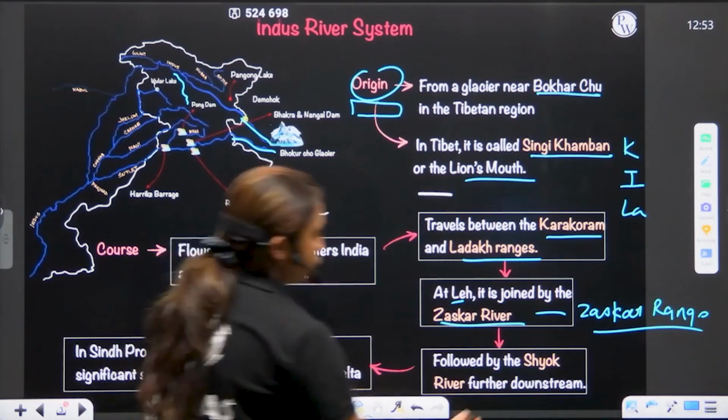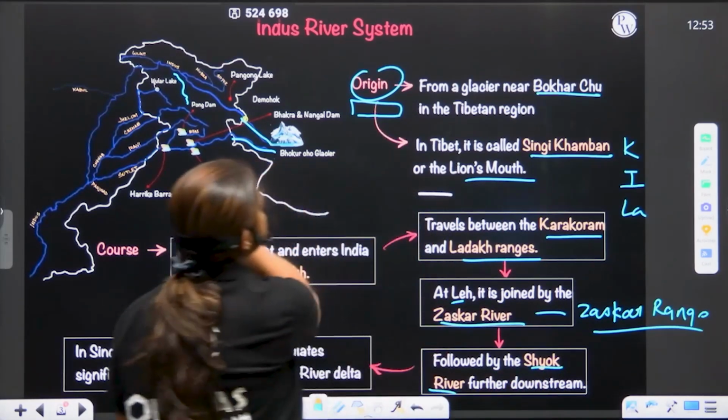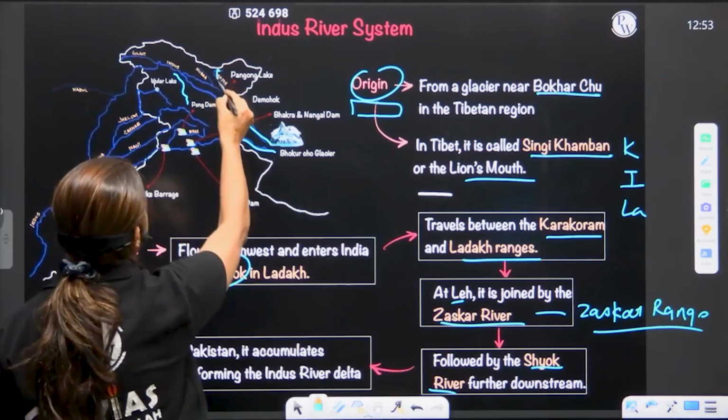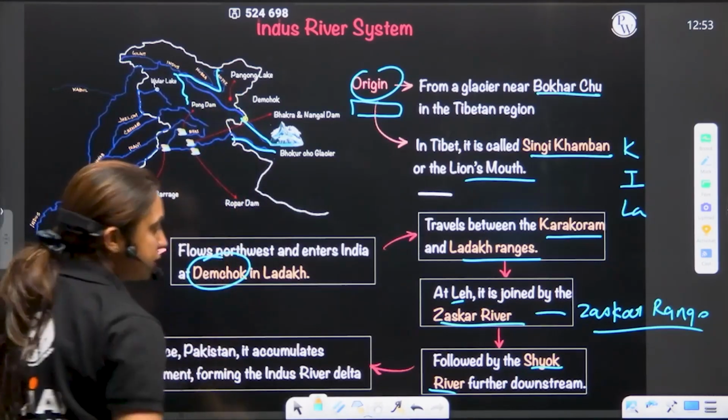This is followed by the Shyok river, which you also see meeting here. So the Shyok river meets it downstream.